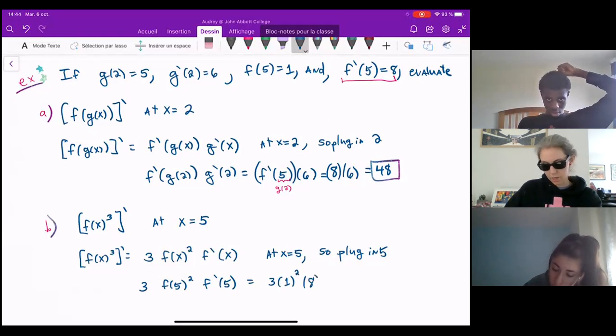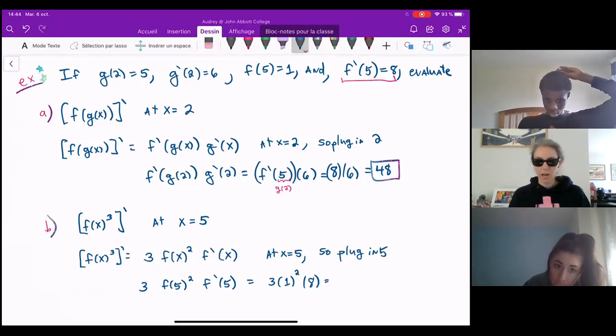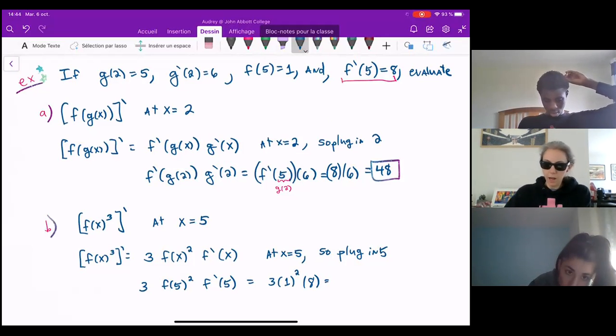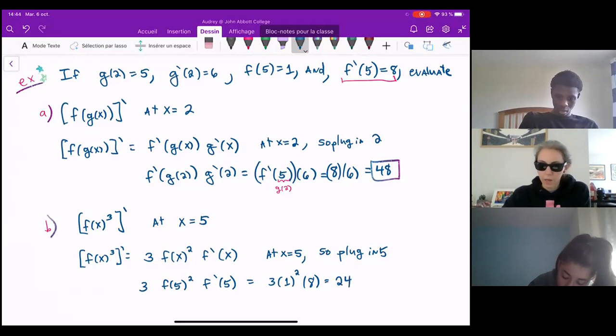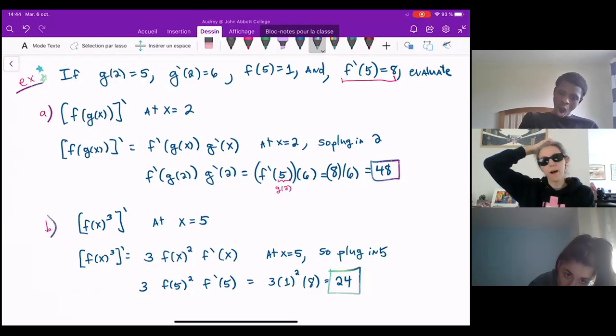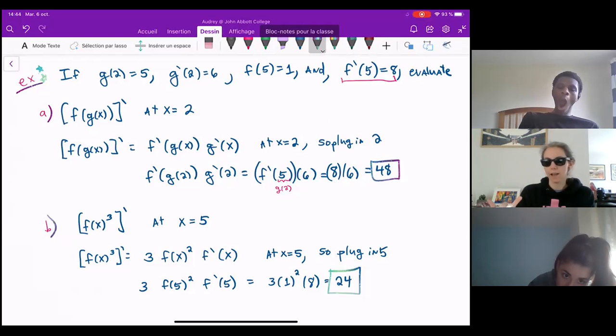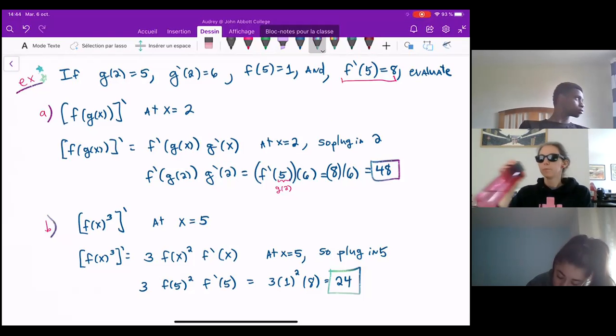Exactly, so I think you guys said 8. So that gives me an 8. So that's 3 times 1 squared times 8, which is 24. So we can see that even if we don't know what the actual functions are, we can still apply the chain rule and find values at specific x values. Are there any questions about this problem?